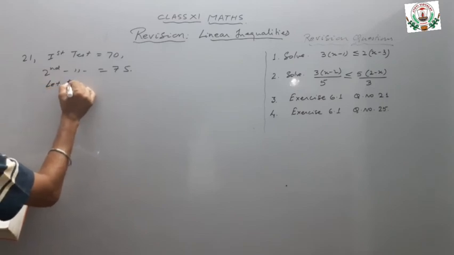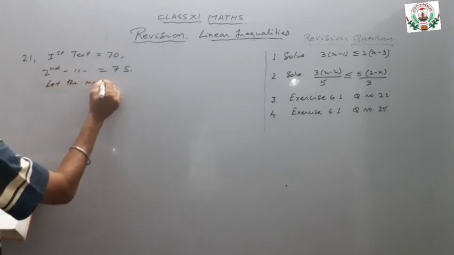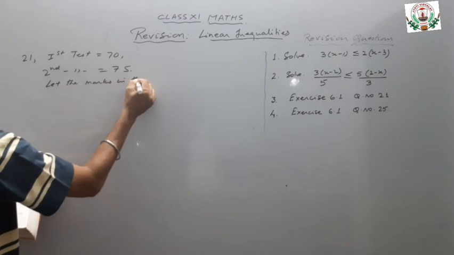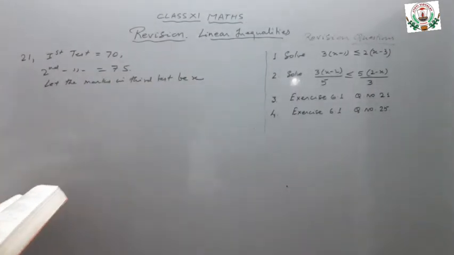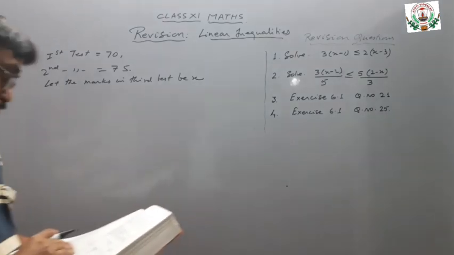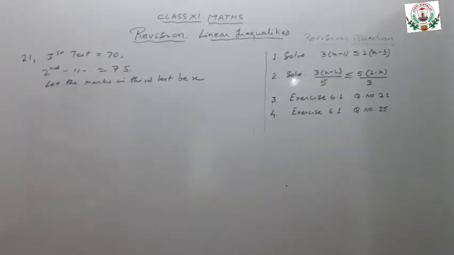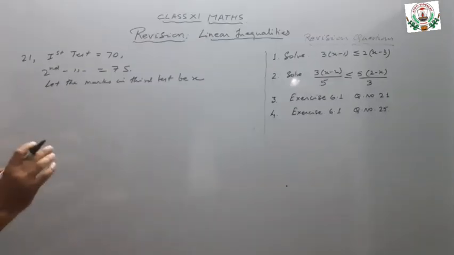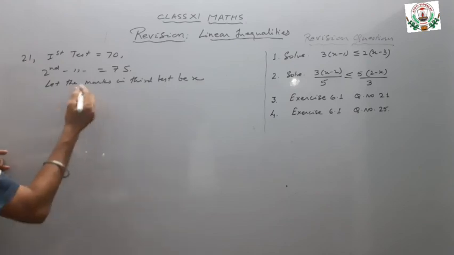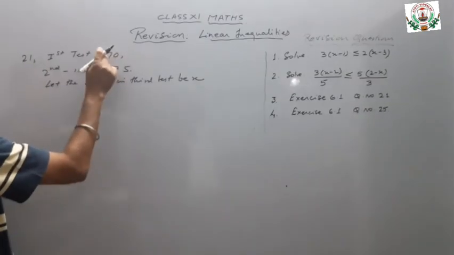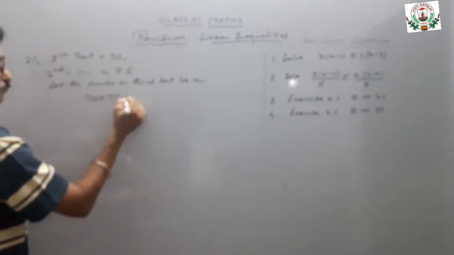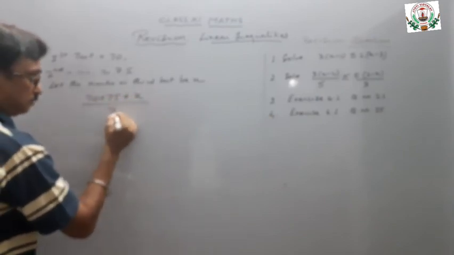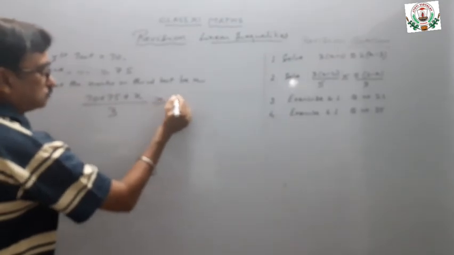Let the marks in the third test be x, so that he will have an average of at least 60 marks. So, an average of at least 60 marks. So we take the average of first plus second plus third: 70 plus 75 plus x divided by 3, greater than or equal to 60.